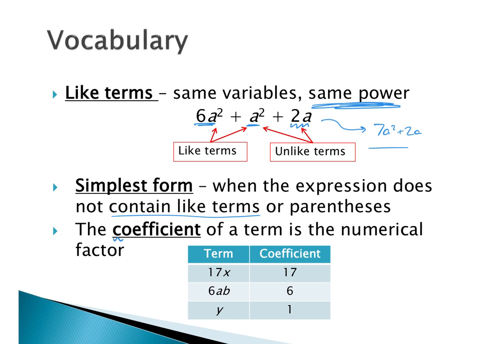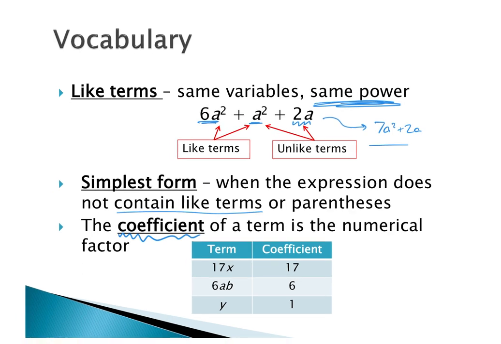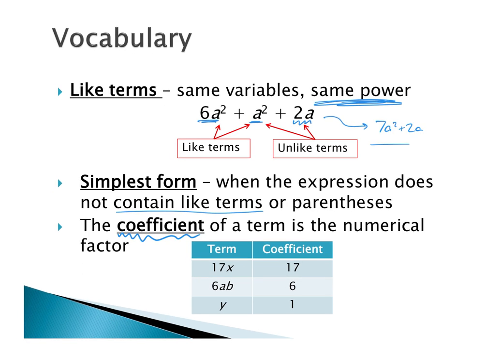Now, another word we have is called coefficient. Hopefully you know what this is. If not, here we go. The coefficient is the numerical factor in front of the variable. Okay, so you can kind of see down here we have our little chart. If you were to have 17x, the coefficient is the number in front of the x, so 17. 6ab, your coefficient is 6. Every single variable has a coefficient, because even if there's nothing up front, there is always a 1. So every number is going to have a coefficient even if it's only 1.